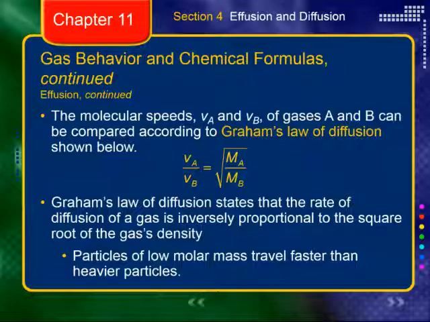Graham's law of diffusion states that the rate of diffusion of a gas is inversely proportional to the square root of the gas's density. Okay, so we have the square root. Everyone is familiar with the idea of a square root. All right. Which means you guys already have some experience with this when we look at the equation for kinetic energy, 1/2 mv squared. Particles of lower molar mass, right, lighter, will travel faster than the heavier particles. The heavier particles will move more slowly.